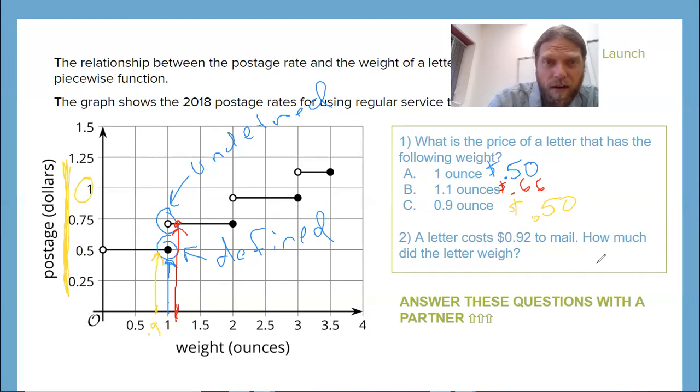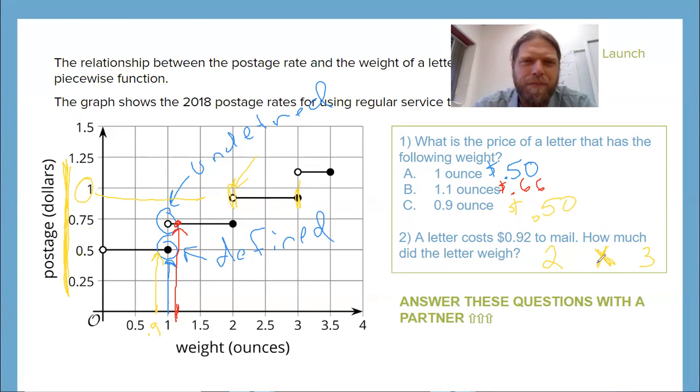A letter costs 92 cents, how much did the letter weigh? Well, it could weigh a bunch of different amounts. At 92 cents, we start here, and it goes to there. So it starts at 2 and then it goes to 3, and those are our x values. I'm just going to use x for now because I haven't defined a variable. The x has got to be between 2 and 3. But check it out, it's undefined again right there. It's an open circle. That means that can't be an answer.